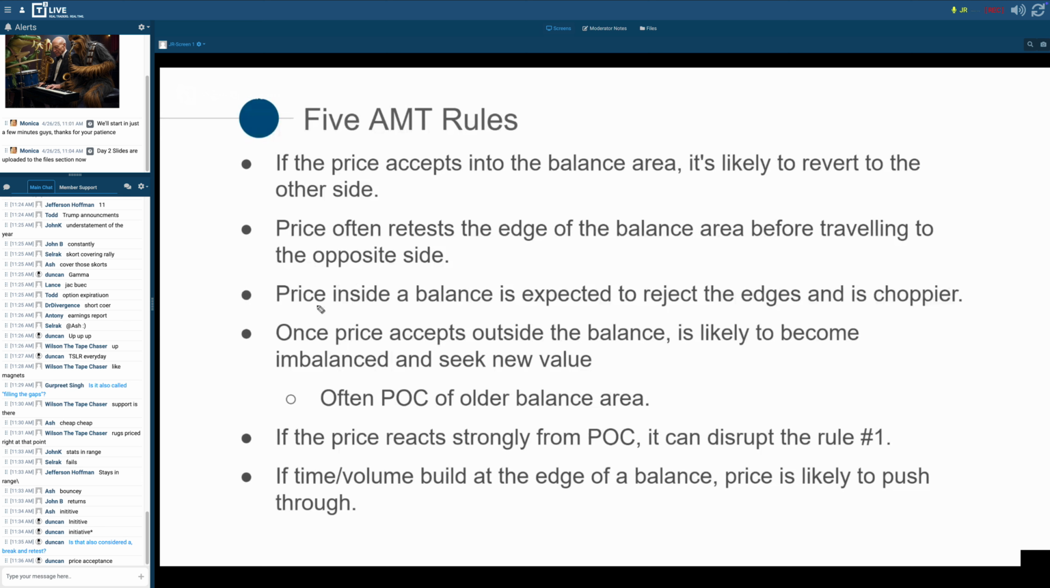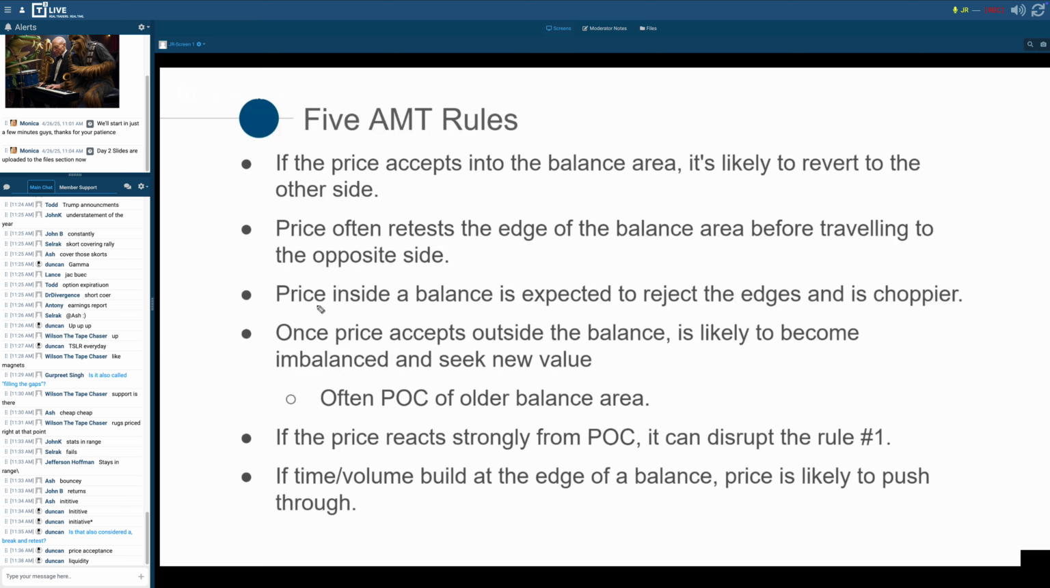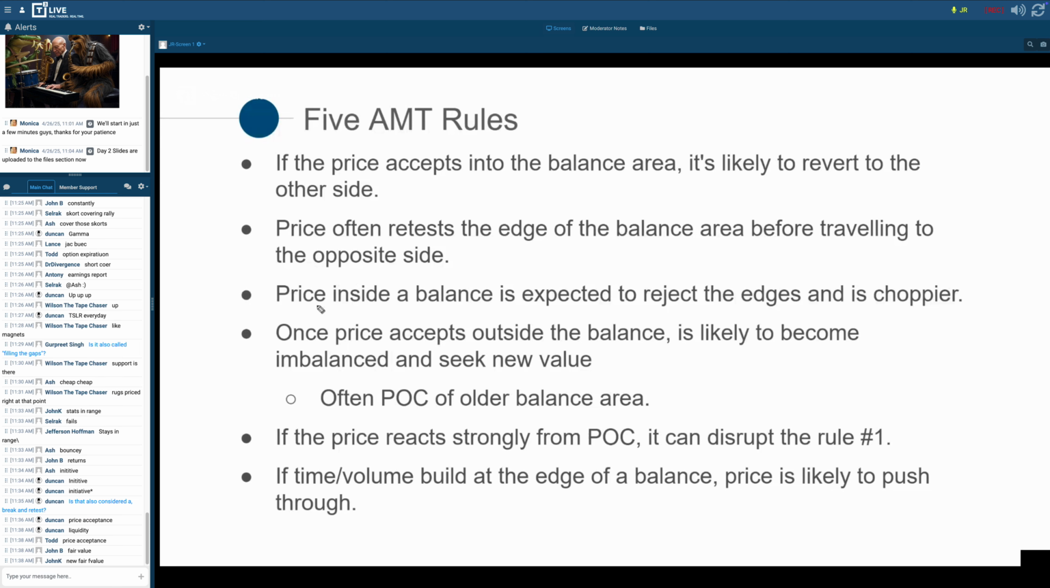Once price accepts outside of the balance, it is likely to become imbalanced and seek new value. Well, what is the mechanism for that happening? We understand the concept. Once price accepts outside the balance, it is likely to become imbalanced and seek new value. Well, what causes that? The search for what? What is the market looking for? Yes, the market is looking for liquidity.